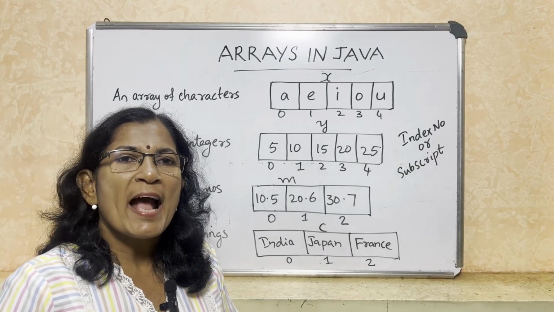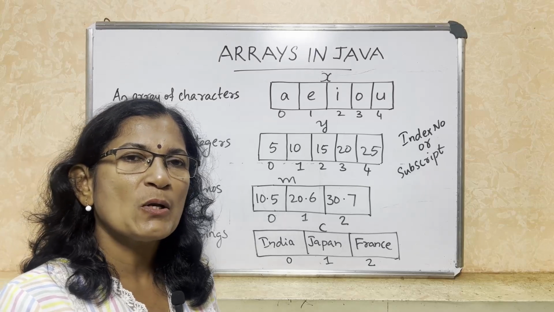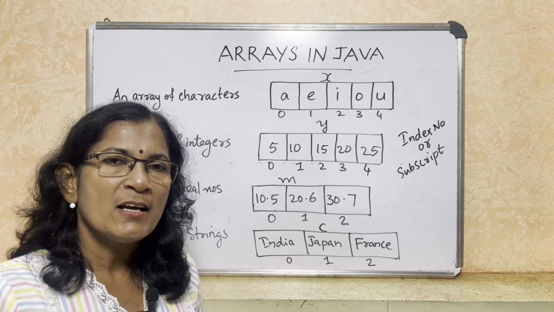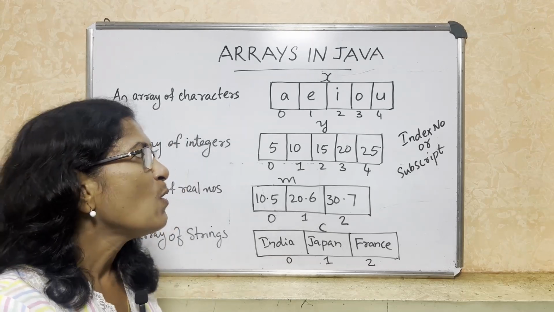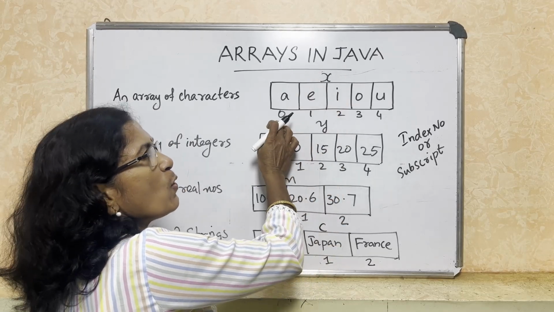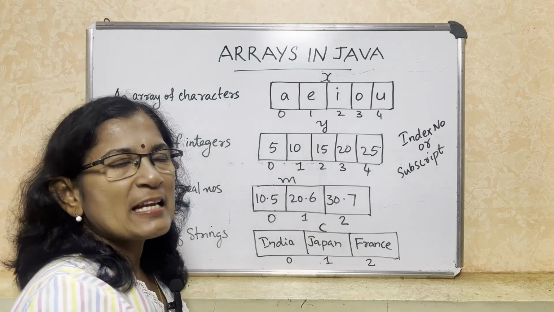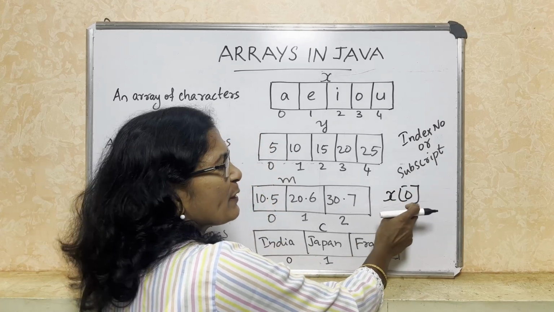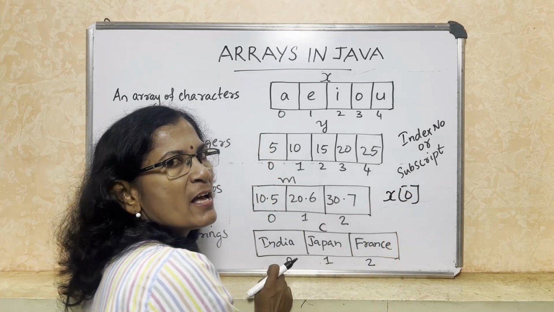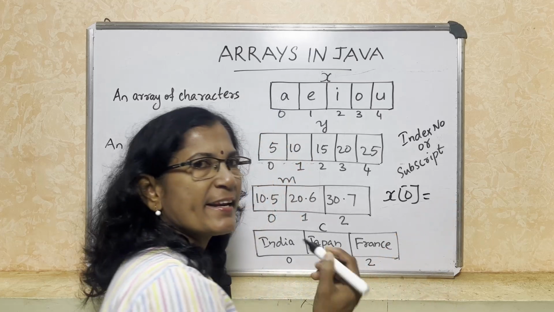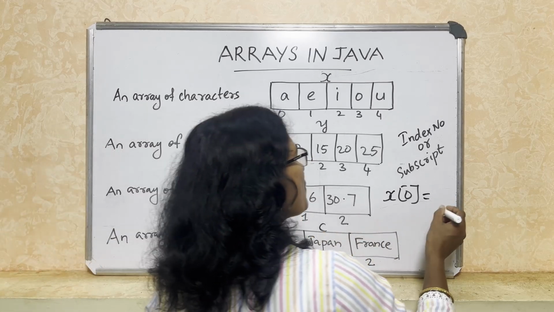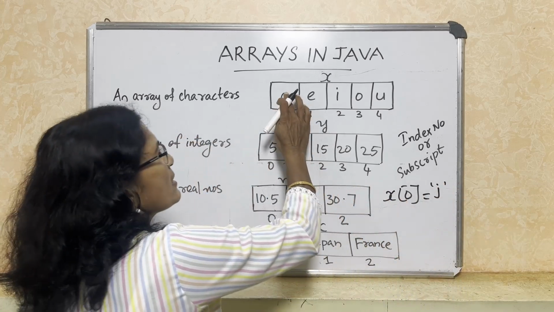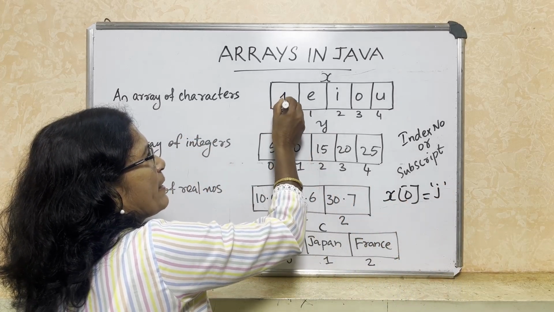Now let's see how to access, how to refer to a particular storage location of the array. To refer to a particular storage location of the array or to access the elements of the array, we can use array name followed with the index number. To access the first element of the array named x, x of 0. Array name followed with the index number or subscript is used. X of 0 is equal to, you can assign any value to that storage location. X of 0 is equal to j, the character j I have stored. So, instead of a, the character will be replaced with j.